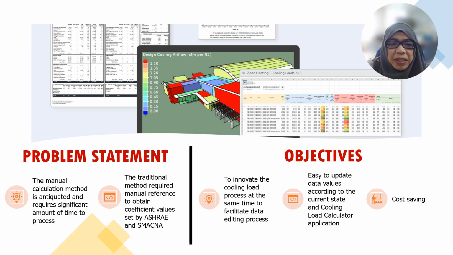For the problem statement, there are two kinds of problem statements. The first one is the manual calculation method is antique and requires a significant amount of time to process. And the second one is the traditional method requires manual reference to obtain coefficient values set by ASHRAE and SMACNA.